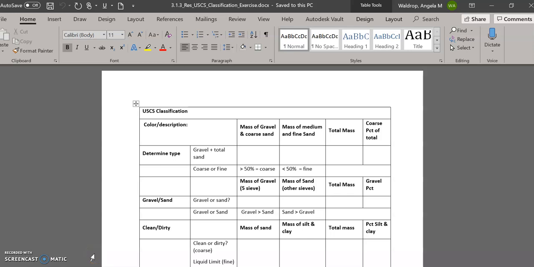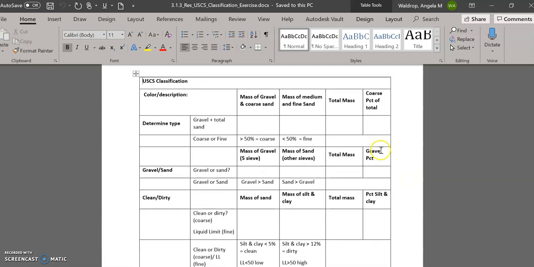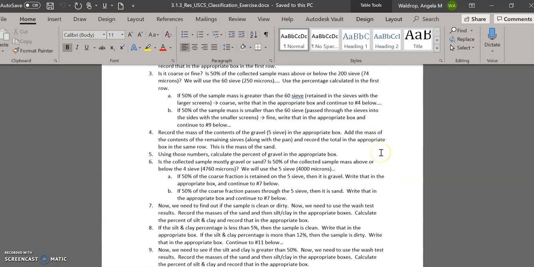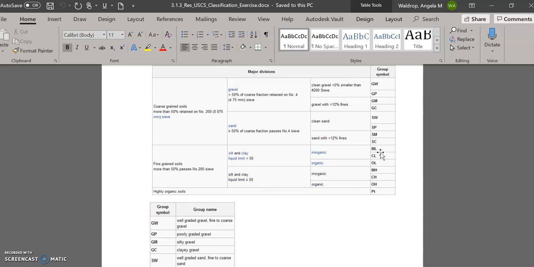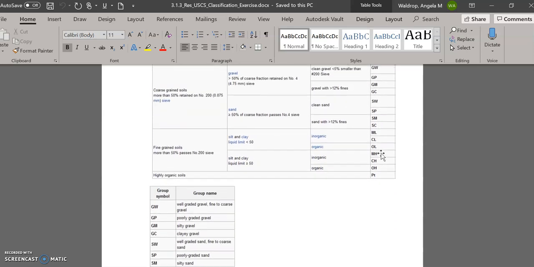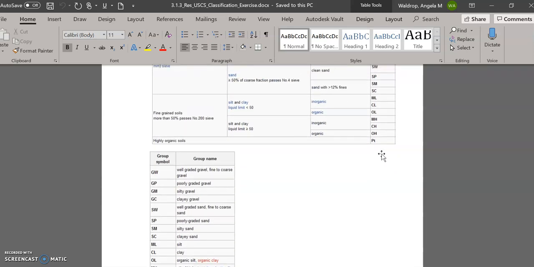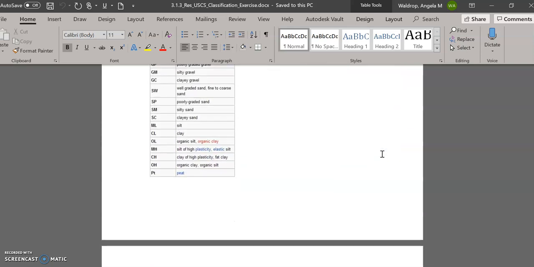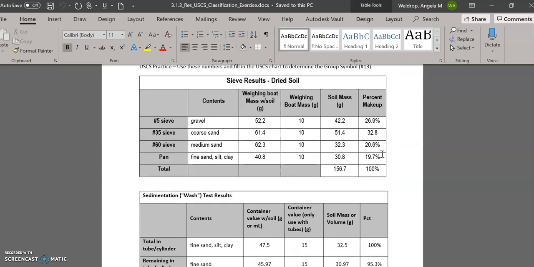Okay, today we're going to go through a soil classification exercise using the USCS chart. This file is the classification exercise. Page 1 is the chart that we will fill in. Page 2 are the directions. Page 3 is a chart that we're going to need to look at the very end to determine the actual classification. And first, we're going to start with looking at the given information.